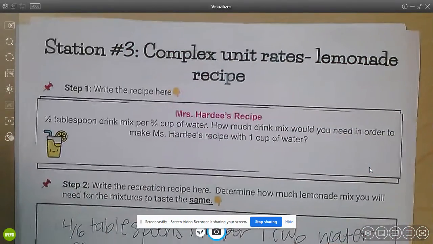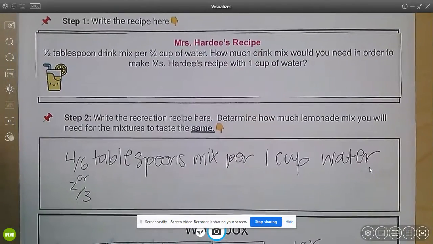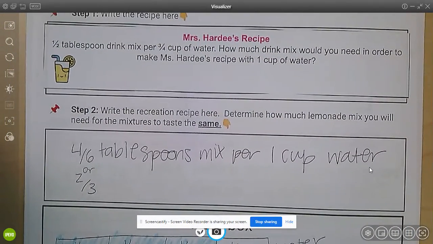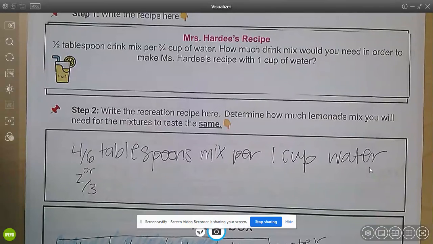Okay, step 2 is to write the recreation recipe here. Determine how much lemonade mix you will need for the mixtures to taste the same. This is where I ended up putting my final answer, which I'll get to in a minute. But I'm going to read my recipe and then show you how I have worked it out.